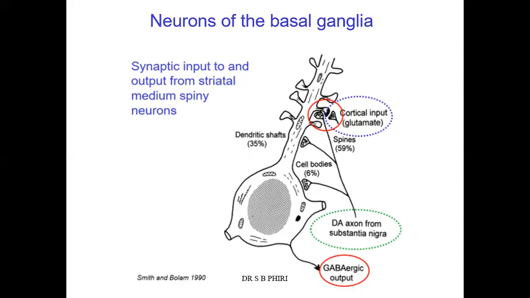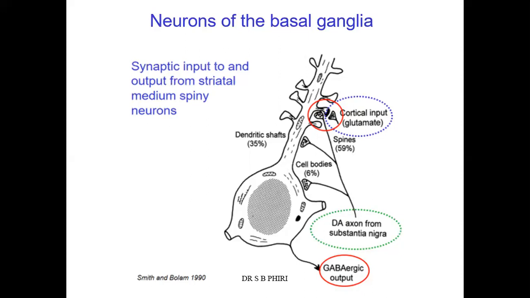And these medium spiny neurons of the basal ganglia, mainly they are GABAergic neurons. So if they are GABAergic neurons, it means they are inhibitory in function. Because remember, glutamate is stimulatory. So those pyramidal cells or pyramidal axons that are communicating with the medium spiny neuron, they are stimulatory in function because they are releasing glutamate to stimulate the medium spiny neurons.